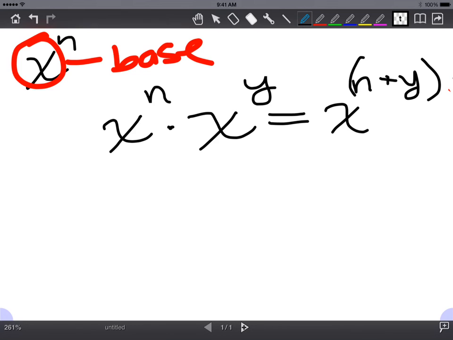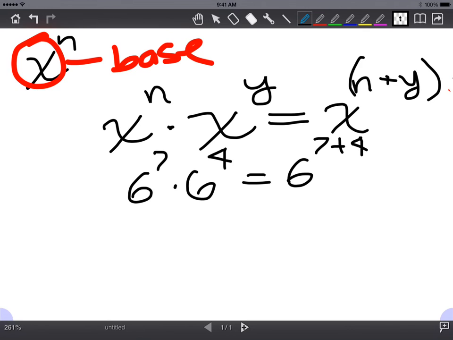So I'm going to do an example. Let's say we have 6 to the 7th times 6 to the 4th. This equals 6 to the 7 plus 4, or 6 to the 11. Now this is very powerful. Okay, so let's do a couple more examples. I'm not sure if that was proper grammar, but whatever.